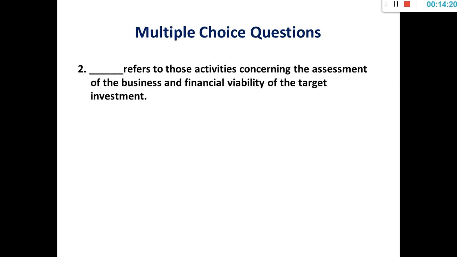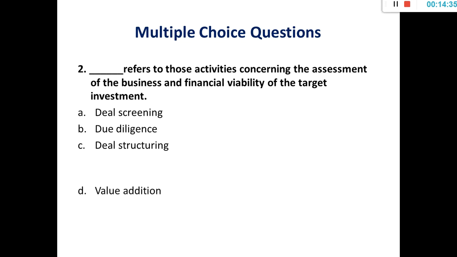The next question: dash refers to those activities concerning the assessment of the business and financial viability of the target investment. The options: deal screening, due diligence, deal structuring, and value addition. The right answer is due diligence. This is concerned with the assessment of the viability of the investment in terms of various criteria.